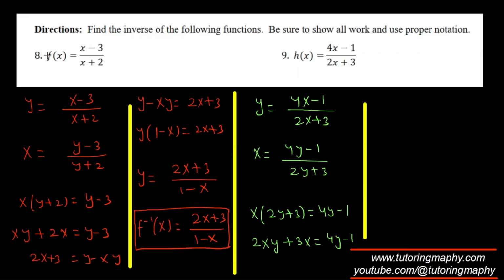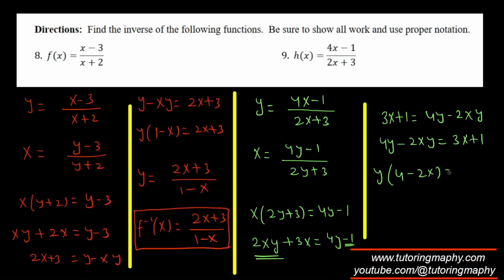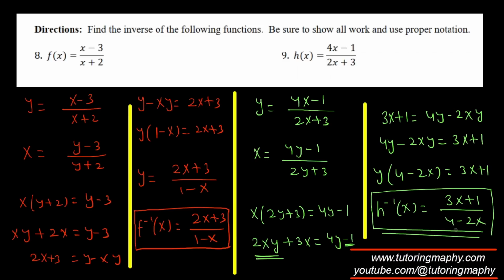Okay. Once again, the same idea. I want the y family to be together. So I'm going to subtract 2xy from both sides and add 1 to both sides. So this will become 3x plus 1, and this will become 4y minus 2xy. Let's flip the omelette. So 4y minus 2xy is equal to 3x plus 1. Let's take y as a common factor. So I'm left with y times 4 minus 2x is equal to 3x plus 1. Divide both sides by 4 minus 2x and replace y with h inverse x. So this will become 3x plus 1 over 4 minus 2x. So that's going to be the final answer.